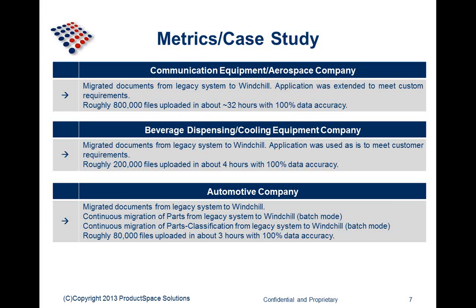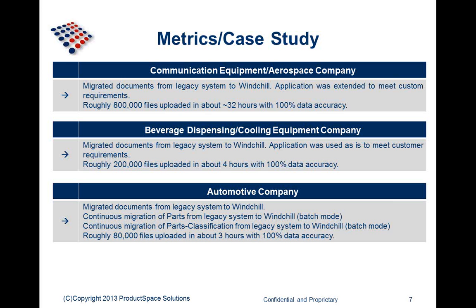In the second scenario, a beverage dispensing and cooling equipment company wanted to migrate documents from a legacy system to Windchill, and the data migrator was used as is. It migrated roughly 200,000 documents in about 4 hours with 100% data accuracy. So if you see the performance here, it uploaded about 50,000 documents in 1 hour. Once again, the performance was better because the documents were simple PDF files, and they were medium-sized documents. They were not huge documents, so the performance was a lot better in this particular scenario.